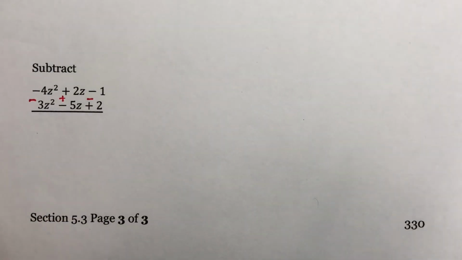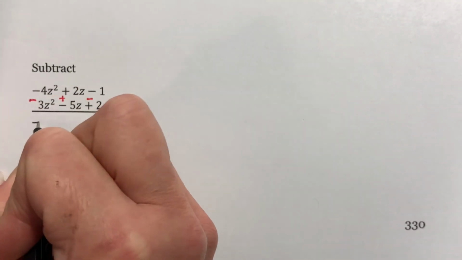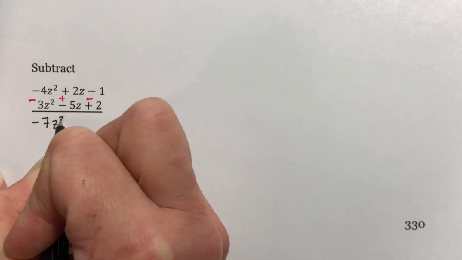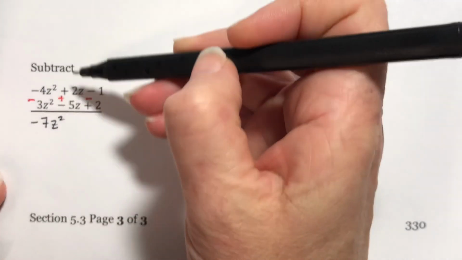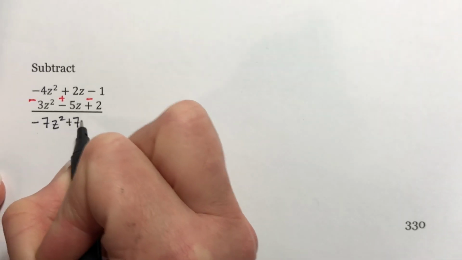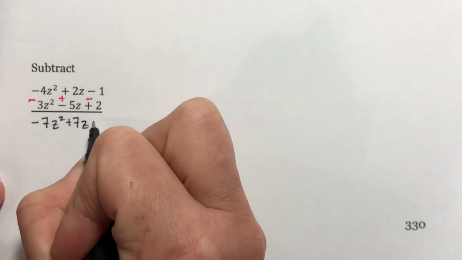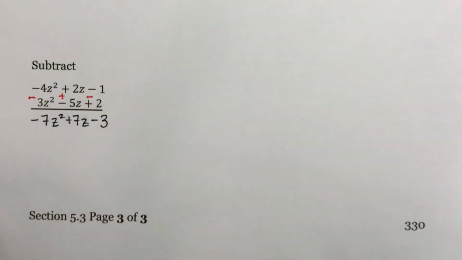Okay, now we combine them. I have -4 minus 3, so that is -7z squared. And then I have +2 plus 5, which is plus 7z. And then I have -1 minus 2, which will be -3. And that will be my answer.